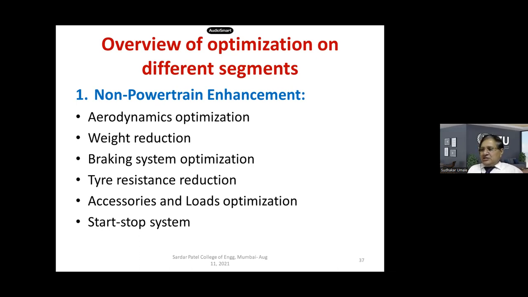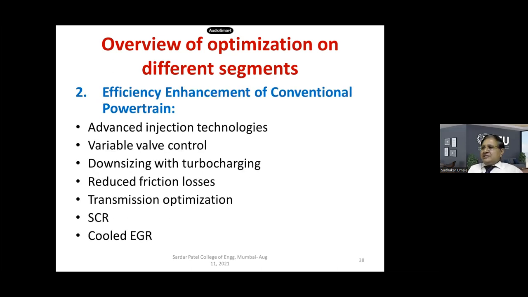This reduces fuel wasted during idling. Second, very important, is efficiency enhancement of the conventional powertrain. Whenever there is power generation from the engine, it is transmitted to the vehicle tires, and hence we have to improve the system in the proper way. You have to design the vehicle properly so that we can save fuel and reduce emission problems.